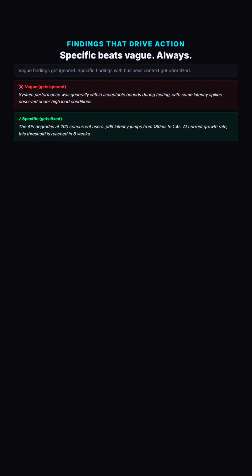Do not just write that the error rate was 3.5%. Write that in production this would represent roughly 3,500 failed requests per hour at current traffic levels, each one a user who received an error instead of a successful response. Translating technical metrics into business terms, affected users, failed transactions, revenue risk, is the single most effective thing you can do to make your findings actionable. Engineers understand milliseconds. Managers and product owners understand users and money. A good report speaks both languages.